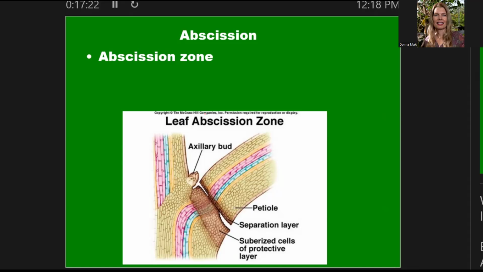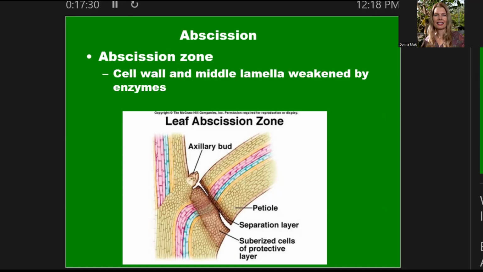So it's a layer of cells in a line that the cell walls start to weaken. And after a while, once that whole line of cells weakens enough, then the petiole falls off, the leaf falls off, and then they kind of suberize that area so that you can't get easy entry by pathogens. So the suberin is wax that they'll use to make sure that it's a little bit beefed up for protection and to prevent getting dehydrated.